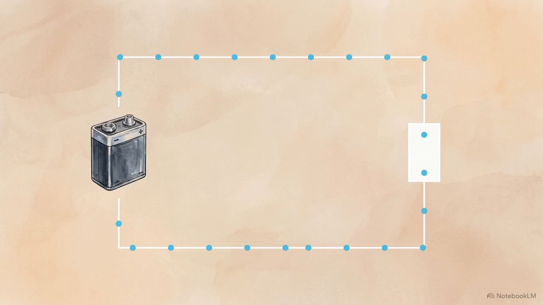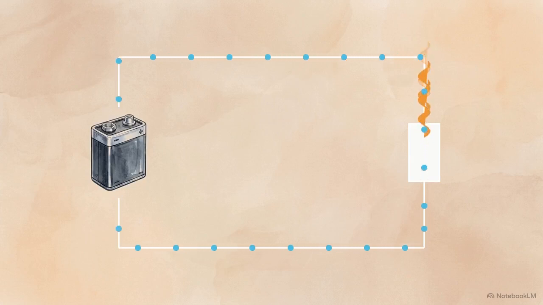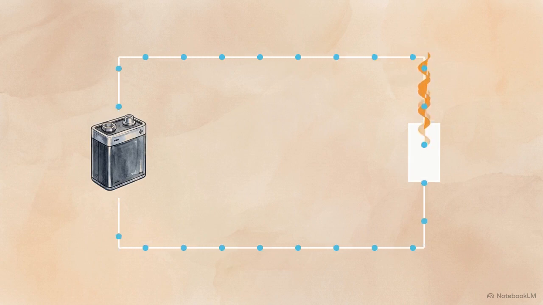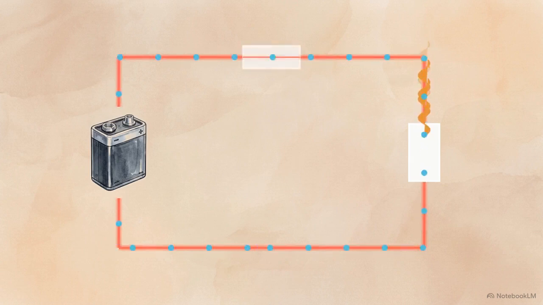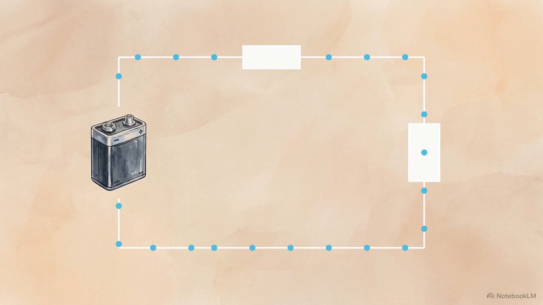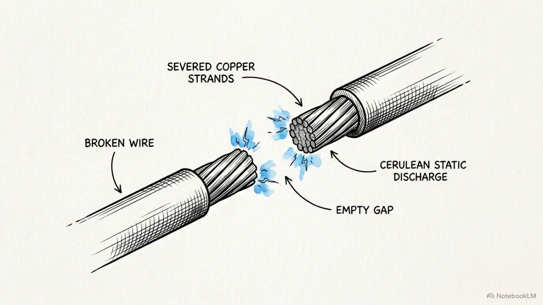When charges push through resistance, they do work. This work is released as internal thermal energy, which we often see as heat. If the current surges high enough, that heat can damage the circuit. To prevent this, we install a fuse, a deliberate weak point designed to melt and break the connection before the rest of the system fails. This open gap stops the flow of charge immediately.